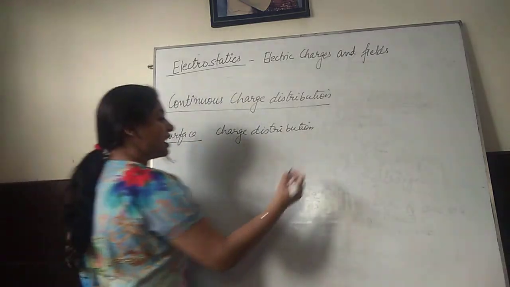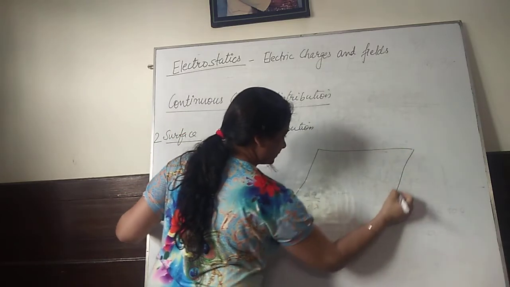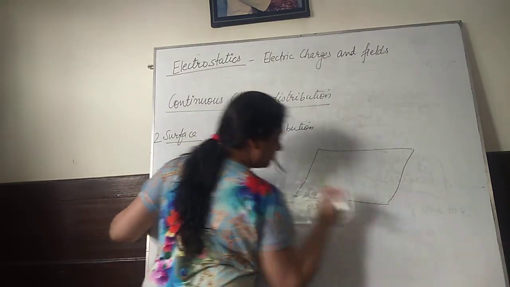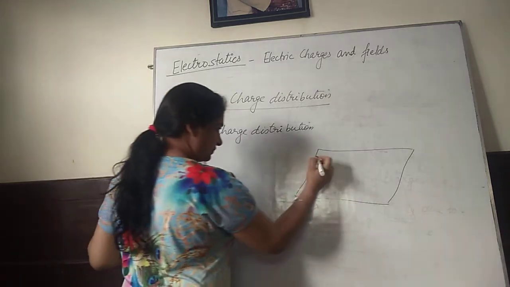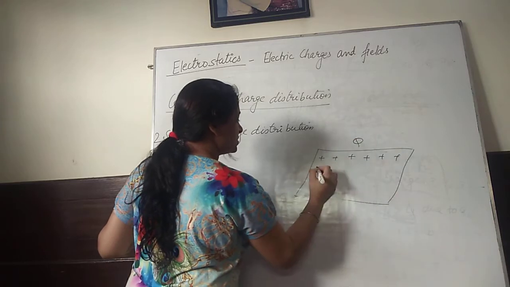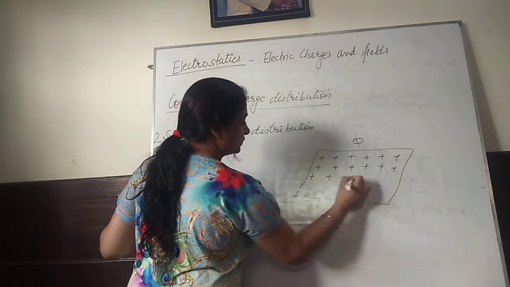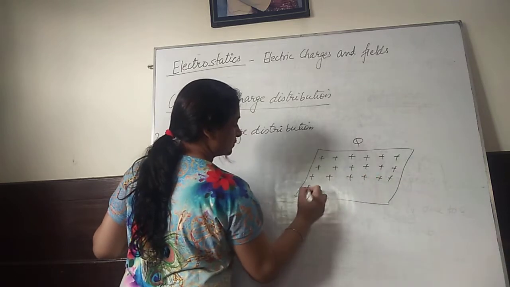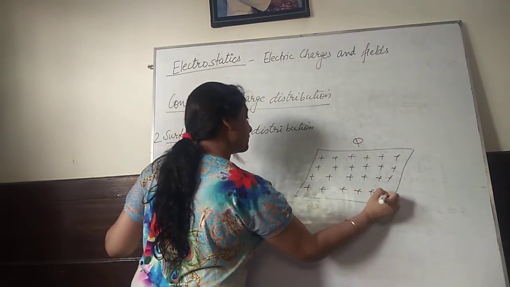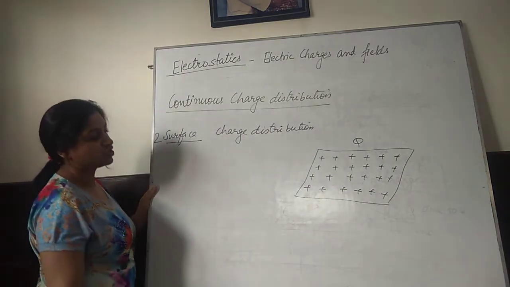Now let us consider I have some area. This is a two-dimensional sheet, and let us consider charge Q is distributed uniformly on it. So this type of distribution of the charge is called surface charge distribution.